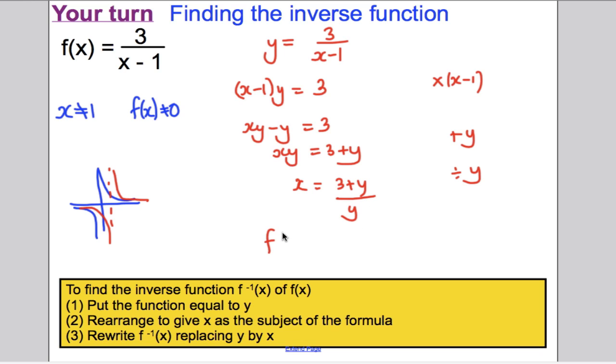And we rewrite as f to the minus 1 of x is equal to 3 plus x over x, and our domain is the range of the original function, so x cannot equal 0, and the range is the domain of the original function, f to the minus 1 of x cannot equal 1. And we're done, and that's it. We found the inverse.